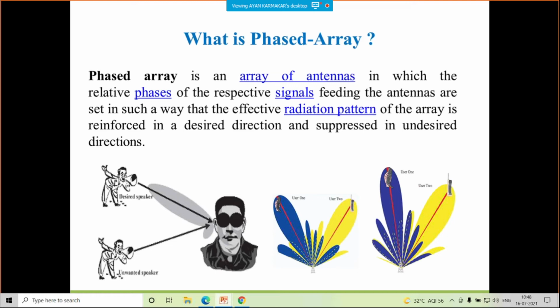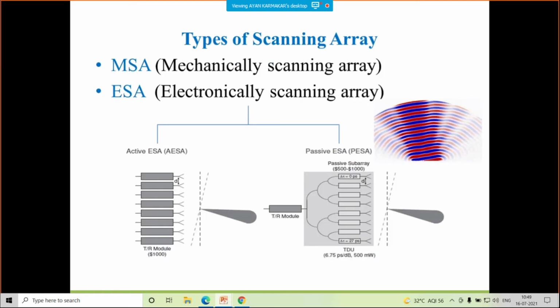So a smart antenna is just like that. If I want to communicate with you, I will put my radiation pattern, I will orient my antenna towards you only, not towards X, Y, or Z. So that is the beauty of these things. And now the scanning lies there only.